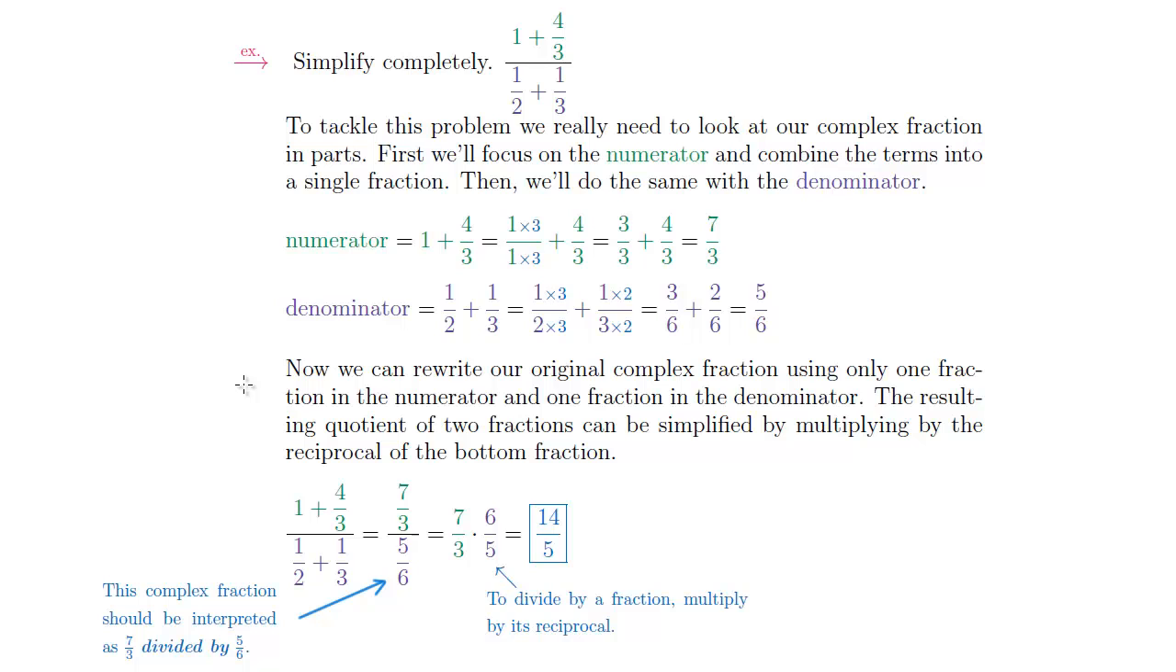The resulting quotient of the two fractions can then be simplified, since we're simply dividing two fractions, which is the same as multiplying by the reciprocal of the bottom fraction. Let's take a look. 1 plus 4/3 we said was equivalent to 7/3, and 1/2 plus 1/3 is equivalent to 5/6. 7/3 divided by 5/6 is the same thing as 7/3 times 6/5, because we're dividing two fractions.